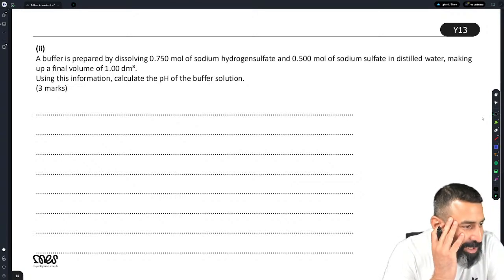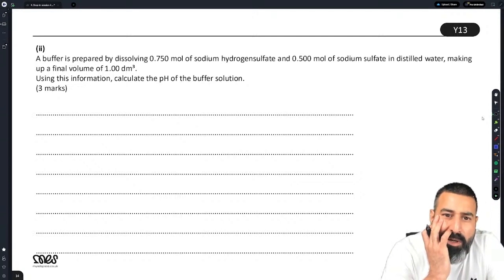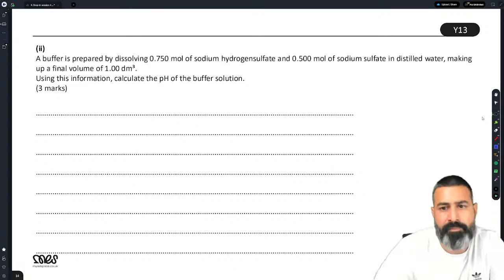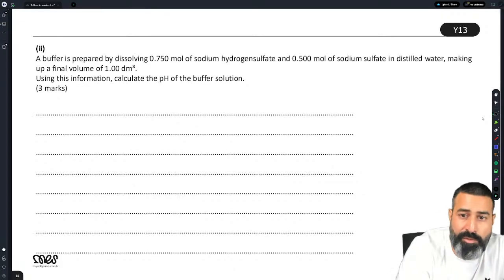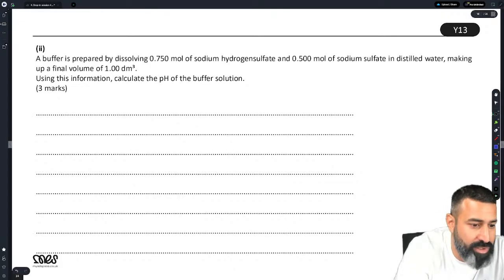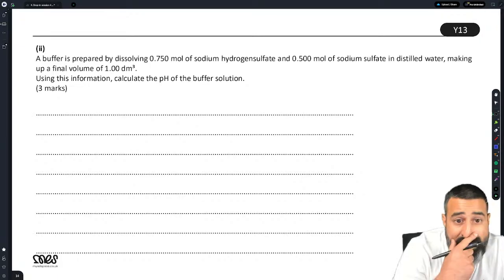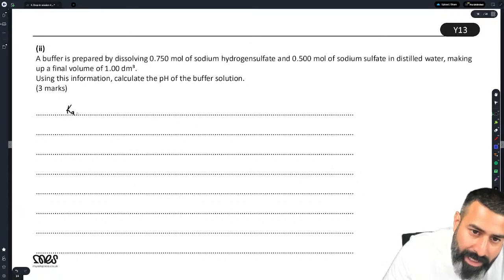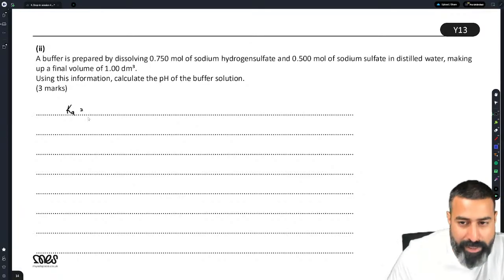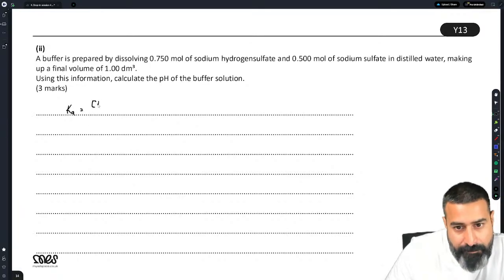Don't worry, Tuba. All good. So we've got to prepare a buffer solution. It's prepared by dissolving some number of moles of the hydrogen sulfate and some number of moles of the sodium sulfate in distilled water, making up a final volume of 1 decimeter cubed. Okay, so this is good because I don't have to do any concentration calcs, right? So what I'm going to do is write Ka because I want to work out what I need to know. From Ka, I can do that.